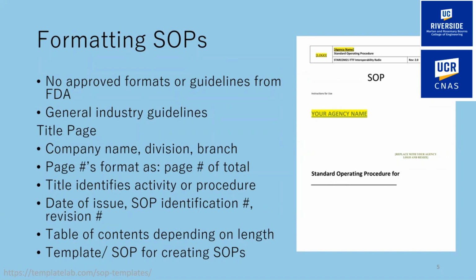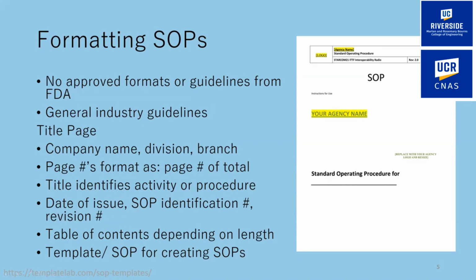It should have a clear title that identifies the activity or procedure that it is outlining. It should have a date of issue, and it should have a unique identification number. It should have a table of contents depending on the length of the SOP. If it's a very short SOP, maybe this is not necessary, but if it's a longer one, you will want to include a table of contents. And furthermore, every organization should have a template for creating SOPs and an SOP for creating SOPs. I know it's sort of layers within layers, but that is all to help ensure consistency.